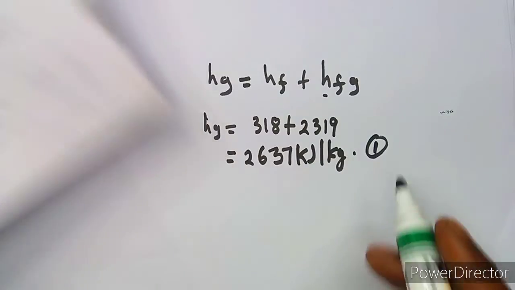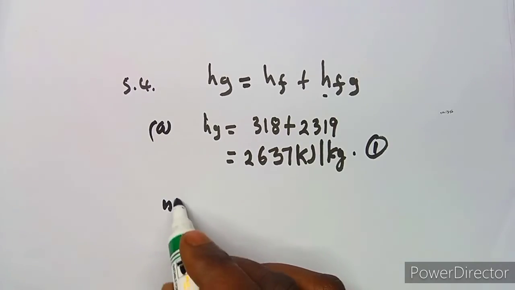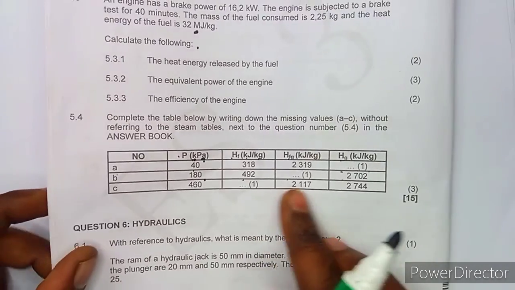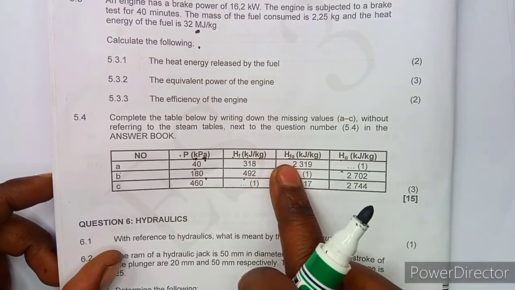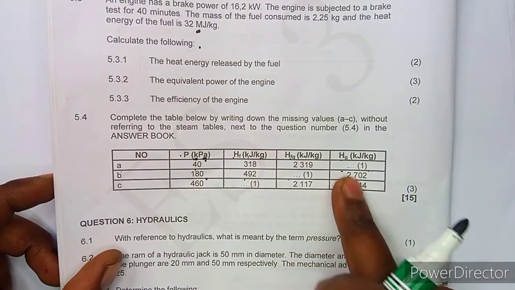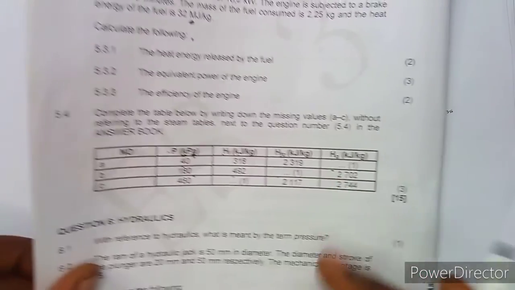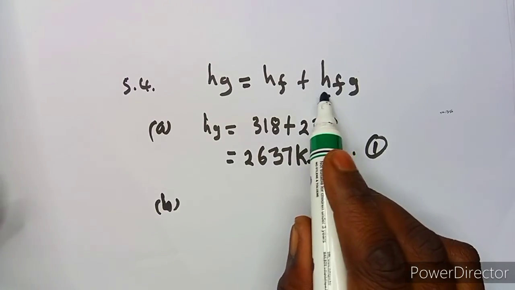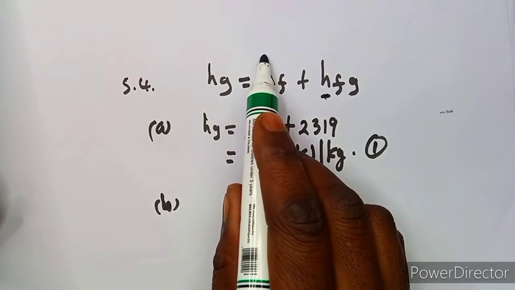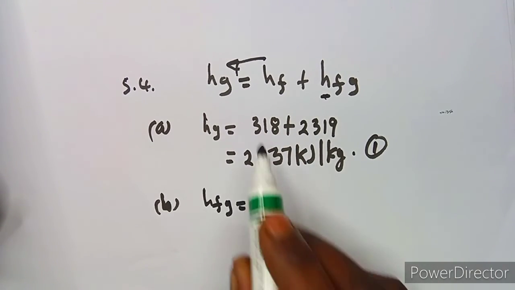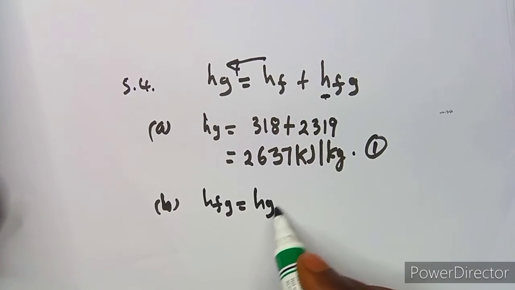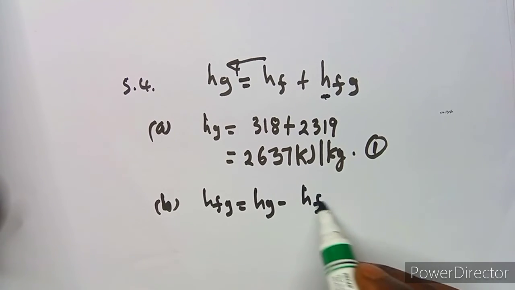Okay, let's move on to 2, or another one on B. So this is 1, which is on A. Then we move on to B. All right, on B you are given hf, you are not given hfg, and we are given hg. So we can make hfg the subject. From this one, if you make hfg the subject, we are going to transpose this to this side like this. So it means hfg is going to be hg minus hf.